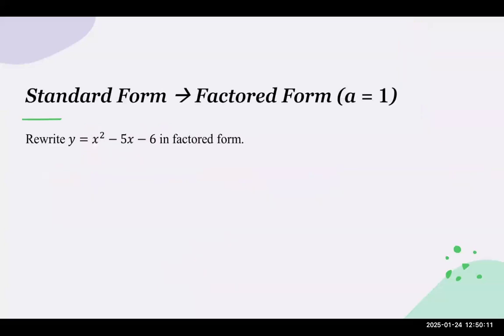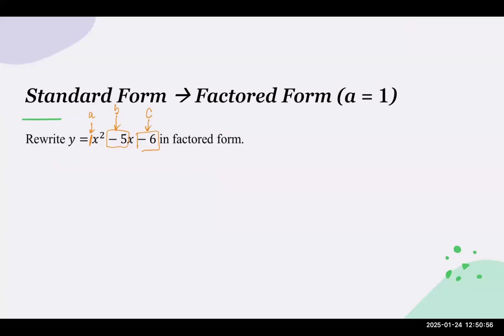Now, what if we want to go the other way? What if we want to start with standard form and change it into factored form? Well, our approach is going to depend a little bit on whether our A value is a 1 or not a 1. Now, if you look at this example, we're asked to rewrite y equals x squared minus 5x minus 6. In standard form, technically our A value is a 1 because there isn't any other numbers sitting there. Our B value is going to be this whole negative 5, and our C value is this negative 6.